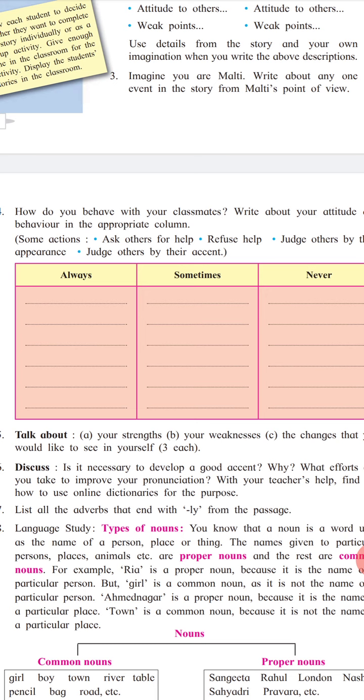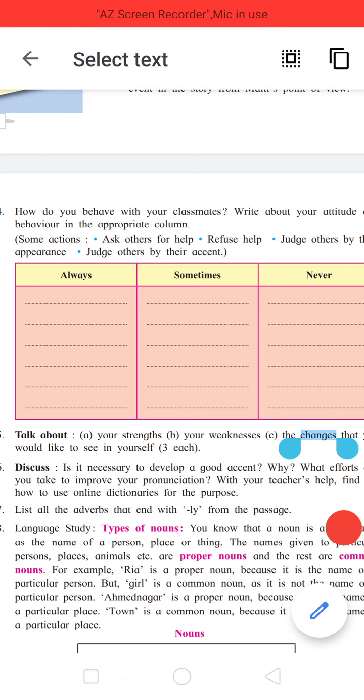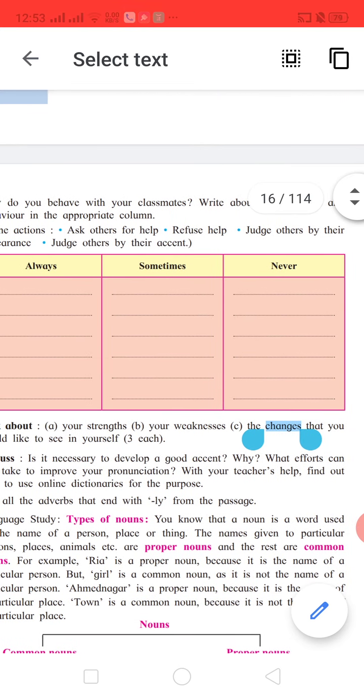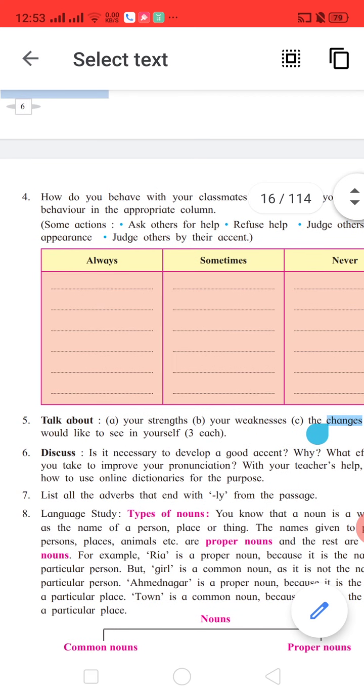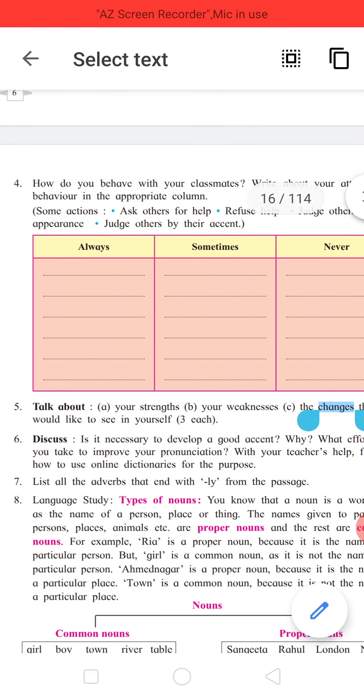Then refuse help, whether you refuse to give help to others always or sometimes or never. The same way other points also, like judge others by their appearance or judge others by their accent.